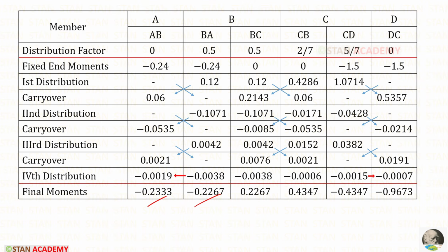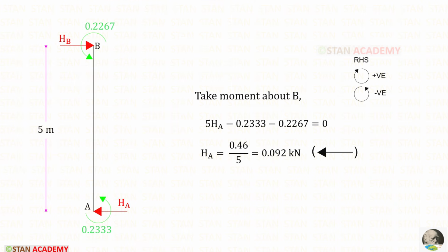Let us take these two moments. Both of them are negative. That means they are acting in the anti-clockwise direction. By taking moment about B, we can find HA. HA is acting in the clockwise direction, so positive, and the distance is 5. So 5 HA. Both of the moments are anti-clockwise, so both of them are negative. For HA, we will get this. For HA, we have got a positive value. That means our assumed direction is correct.